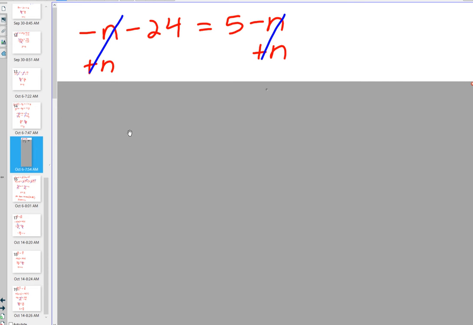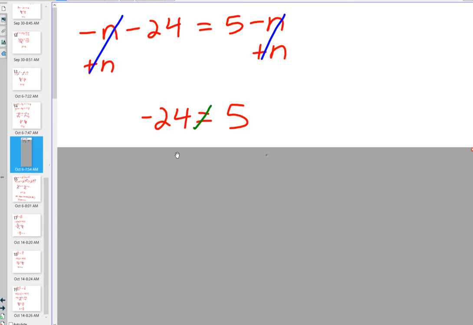If all the variables cancel, the only thing I know is that I'm not going to have one solution. So when you do the Khan Academy thing, at this point now I know that I cannot have exactly one solution. But to figure out how many solutions I have, I need to drop the leftovers. And I'm left with a statement that originally read that negative 24 was equal to 5. Is that true? It is not true.